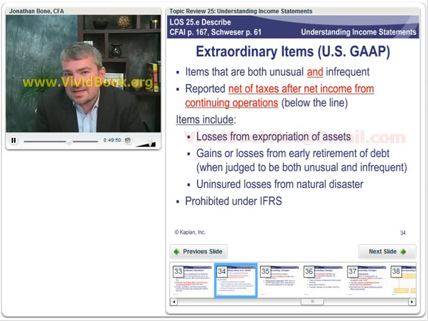Also, we might see the gains and losses from early retirement of debt treated as extraordinary, but only if it is both unusual and infrequent. And then finally, uninsured losses from natural disasters such as earthquakes, tornadoes, eruptions.